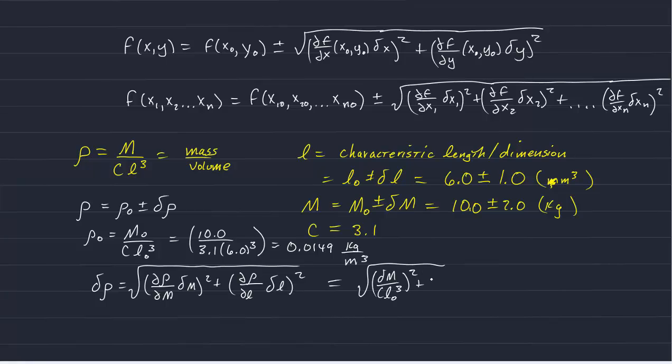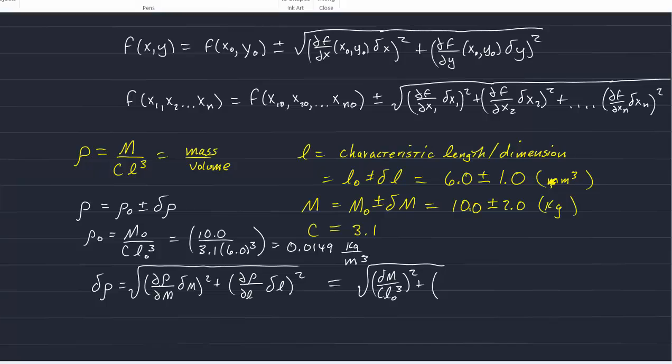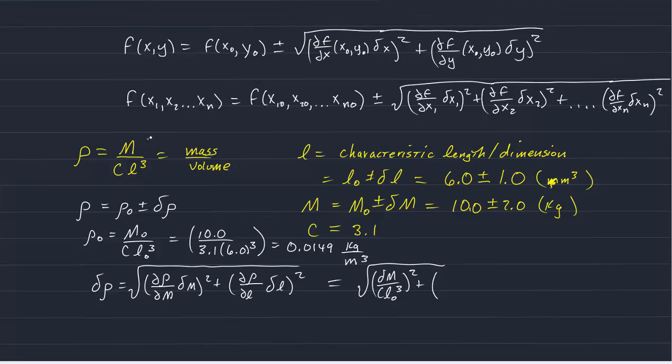squared plus, now the partial derivative of rho with respect to L is, so again, this quantity is equal to m over c L to the minus 3 power. So we have a minus 3 m over c, and then we have to subtract 1 from the exponent, so we get an L to the 4th in the denominator, and that's multiplied by dl.